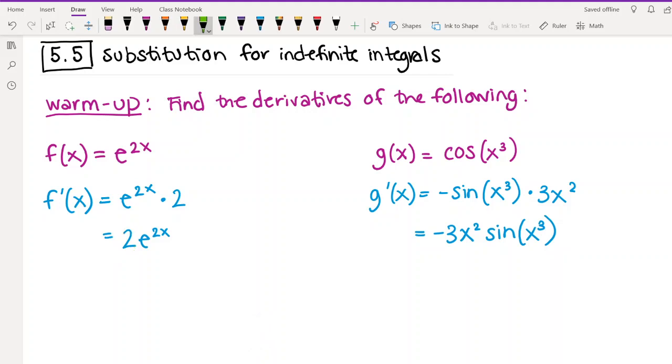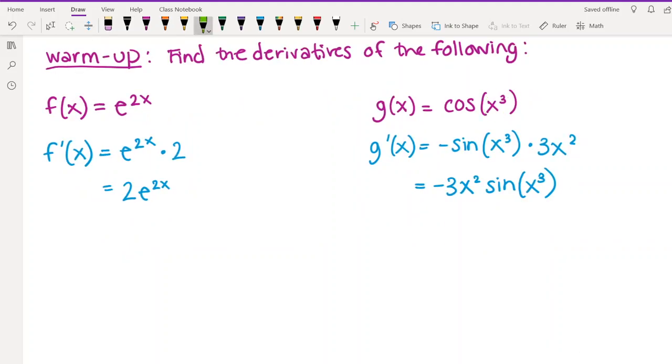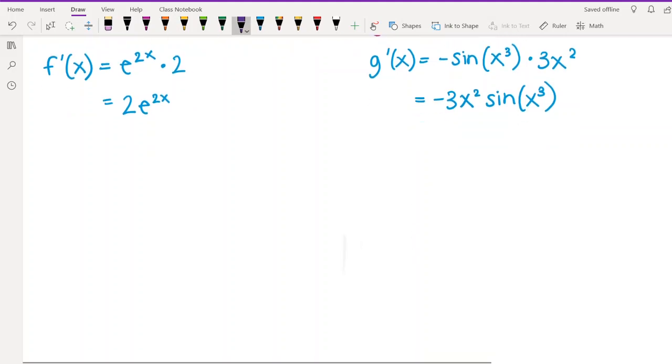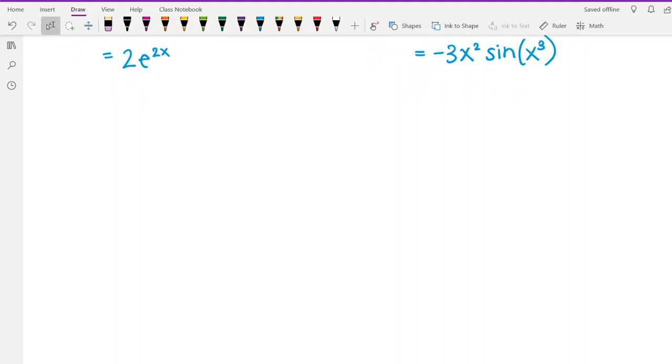Whereas in this example, the inside function wasn't just 2x or 3x or something like that, in which case the derivative would have come out more like the one on the left. In this case, our inside function is actually x cubed, and so its derivative is a little bit more complicated, and it actually brings in a new x. So I just want to point out that difference, because we'll see that same kind of difference come up in these integrals. So I want to start with a simple example.